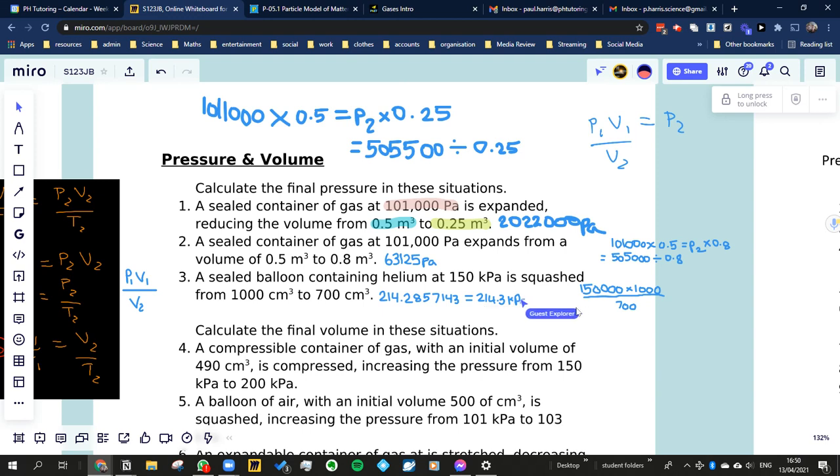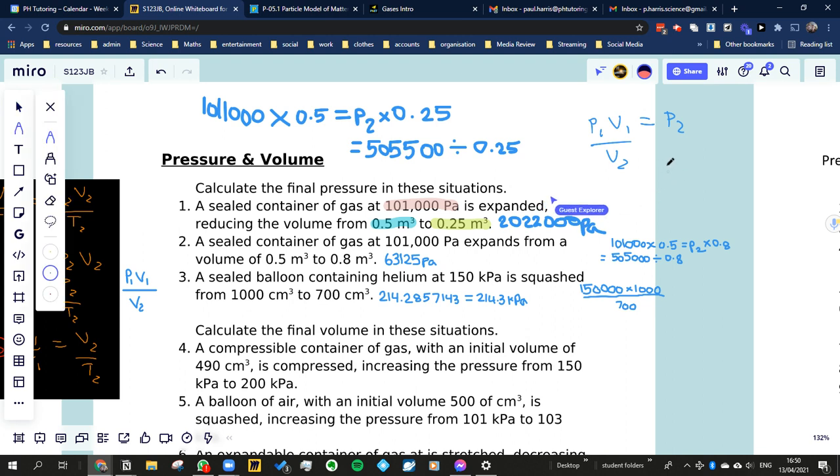Okay, so we've got some questions using one of the gas laws, which can be rearranged to this. It starts off being written like this: P1 V1 is equal to P2 V2. But you can just rearrange it as we've got up in that first one there.